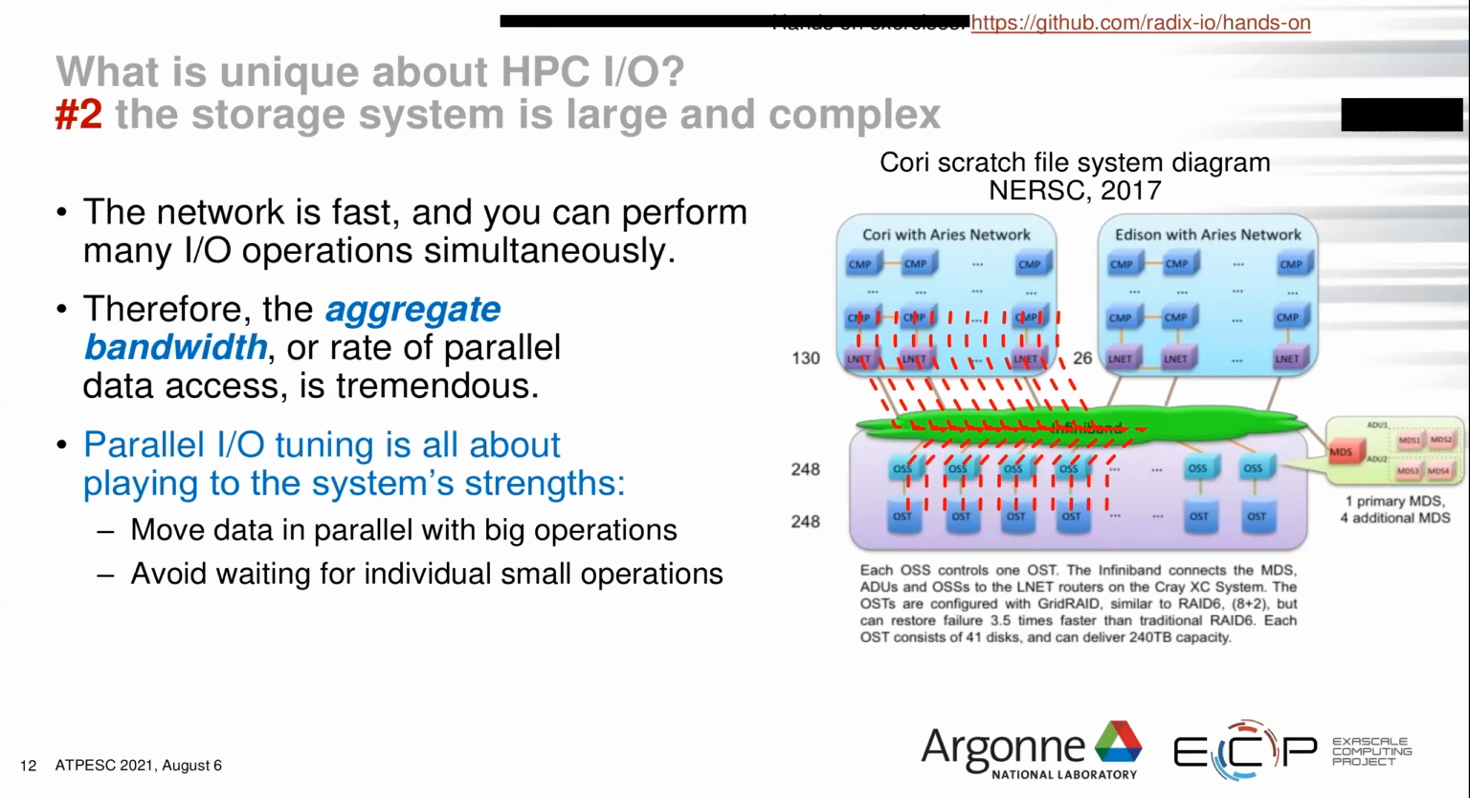And what that means is that the aggregate bandwidth for big parallel data accesses is just enormous. You can move a lot of data all at once. So a lot of what you're going to hear today is trying to understand those strengths and weaknesses. You almost always want to move data in parallel with big operations when that's possible, and you want to try to avoid waiting on individual sequential small operations when you can. So that's in a nutshell what a lot of the optimizations we'll talk about today are trying to do: do the things that the parallel file system is great at and avoid the things that it's bad at.